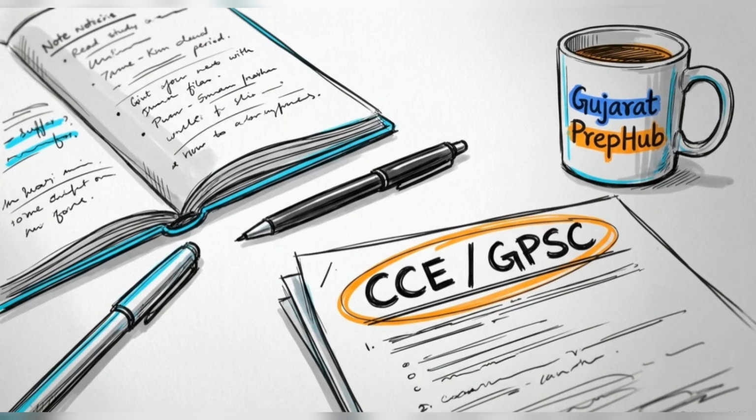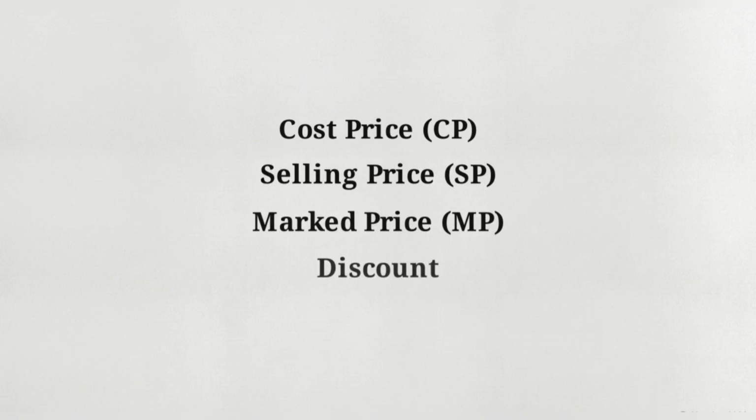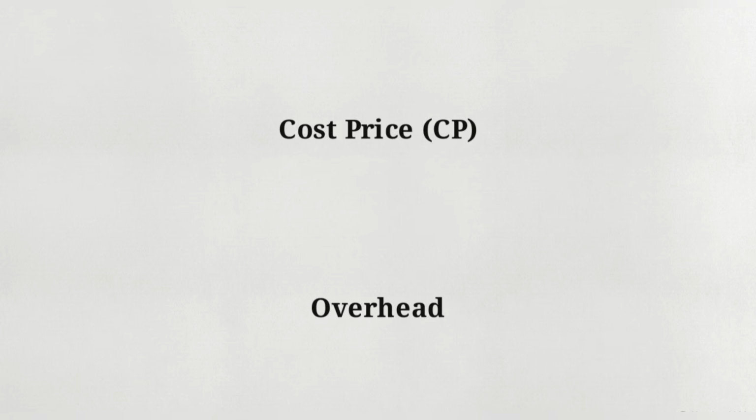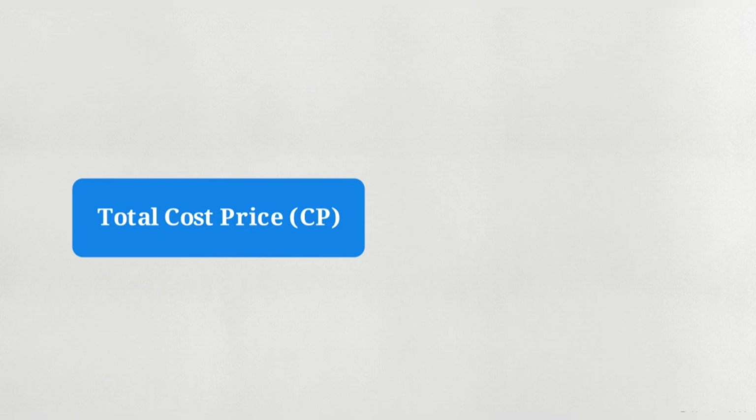per paper. Today, we are going to look at a logical approach to these problems that moves away from memorizing formulas. There are 5 variables involved in these transactions: cost price, selling price, marked price, discount, and overhead. Whenever you pay for transport or repairs after a purchase, that overhead is added to your buying price to determine your total cost price. This total is the starting point for every calculation that follows.